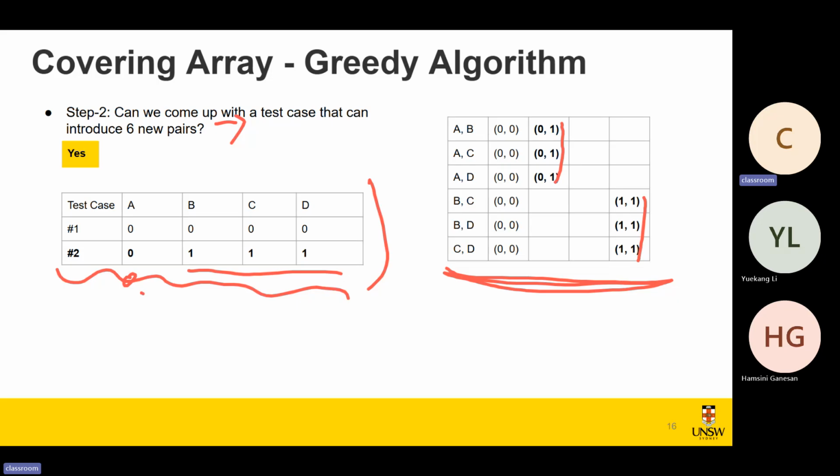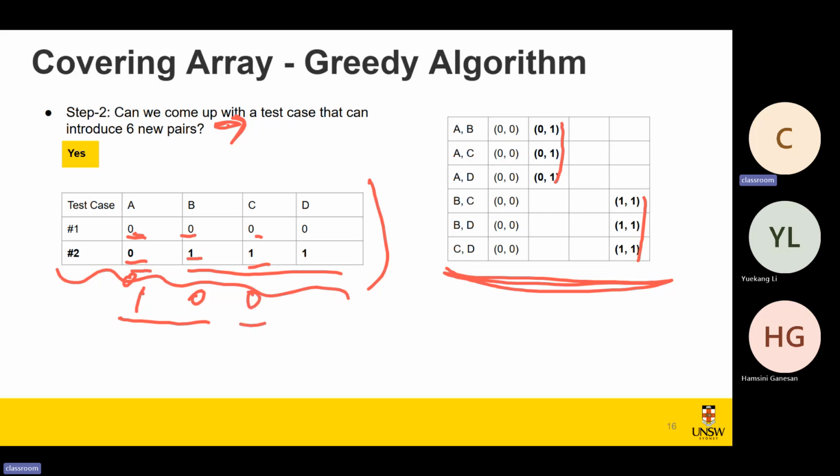In order to cover 6 pairs, we can break down this solution step by step. Since we already have 0, 0 and 0, 1 for A and B, we need to think about 1, 0 for A and B, because otherwise we are repeating the value of A and B. So we have to use 1, 0. And since we already have 0, 0 and 0, 1 for A and C, it's better we think about covering 1, 0 for A and C.